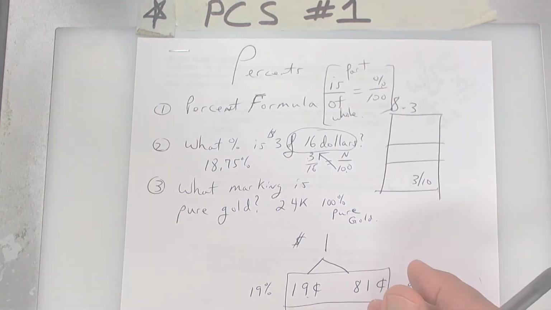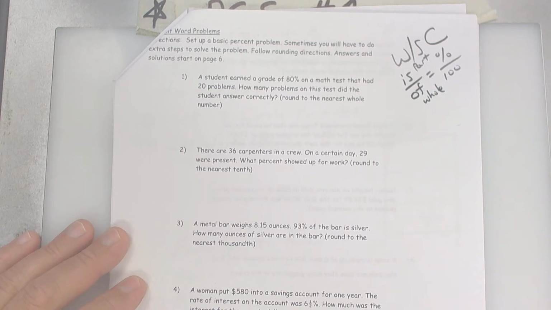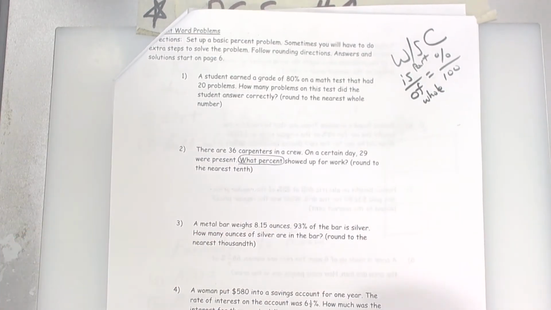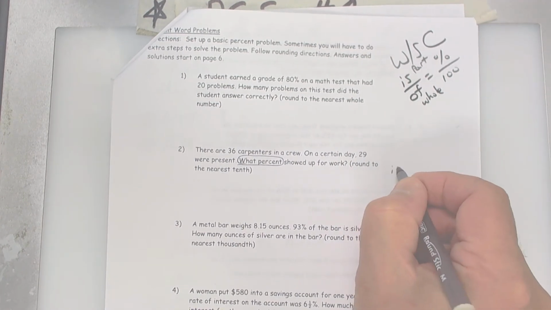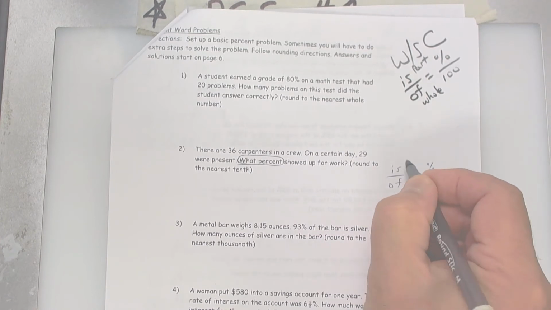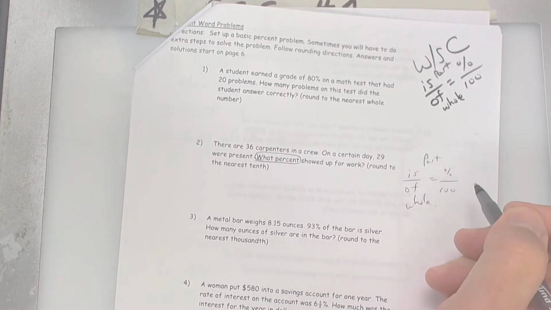Anyway, let's go on. Today you have some word problems, and I'm only going to do one here with you right now. So let's take a look here. Number two. There are 36 carpenters in a crew. On a certain day, 29 were present. What percent? You might want to circle that. All right, so we have is over of equals percent over 100. This is the part, this is the whole. The more you write this, the more you remember it.